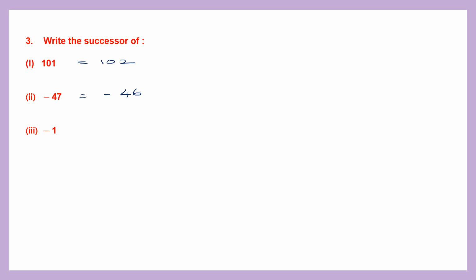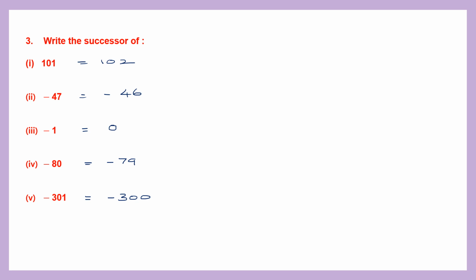Then we have negative 1. What comes to the right of negative 1 is 0. Then we have negative 80. What comes to the right of negative 80? Negative 79. Then we have negative 301. What comes to the right of negative 301? Negative 300. Now, if you're finding it difficult to think of it like this, you can just add 1.